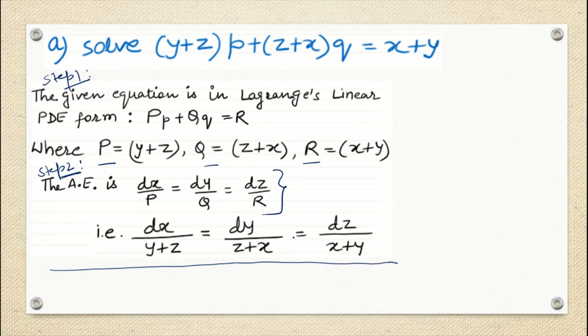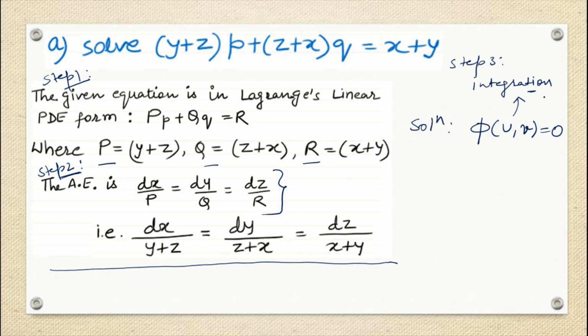After that, the very important step is step number three, which is integration. We keep saying that step number two has the goal of making step number three, the integration, easier. Finally my solution will be in the form phi of u comma v equals 0, where phi is the arbitrary function and u and v are the answers we get after step number three, which we equate with C1 and C2.